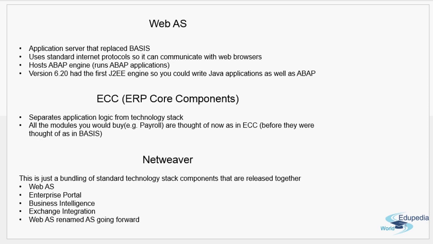Then our next topic is, what is the web application server? Okay, so then we saw what is ECC. ECC stands for ERP Core Components. So earlier Basis was everything, it was only functionality and technology together. Later it was separated. The functionality is separated from the technology. The technology stack is known as NetWeaver, and for each functionality we have different SAP modules. So all this put together is known as the ECC, the ERP Core Components system.